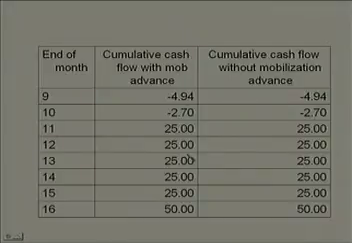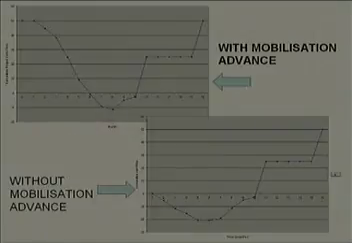Remember, these are the cumulative cash flows. That means, in the current month's cash flow I am adding the previous month's cash flow. I am going on doing this till the end of the project, and in fact beyond that also, till the time I am getting my retention money back from my owner. Now, this is what I have tried to capture in a graphical form.